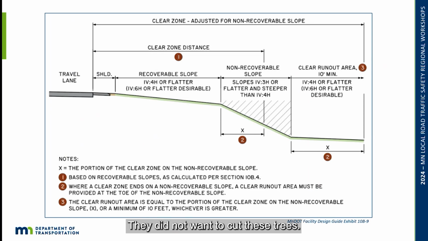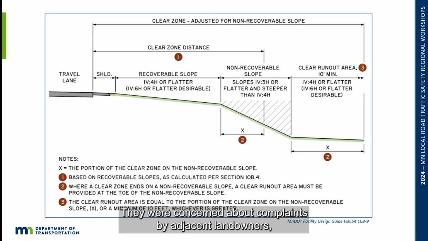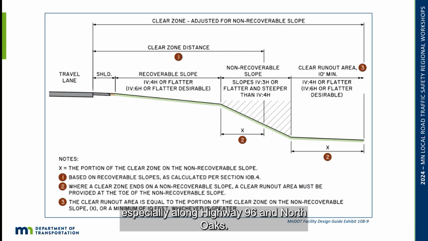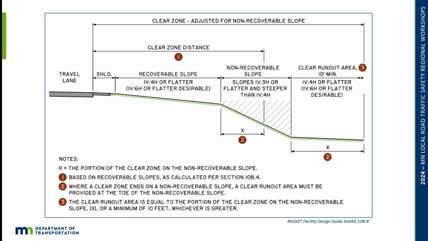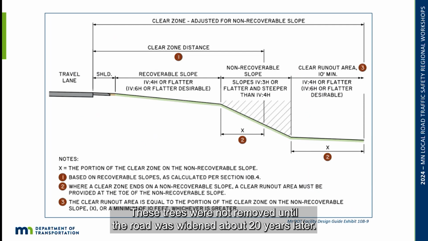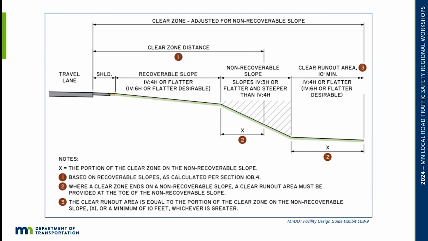They did not want to cut these trees. They were concerned about complaints by adjacent landowners, especially along Trunk Highway 96 in North Oaks. These trees were not removed until the road was widened about 20 years later.